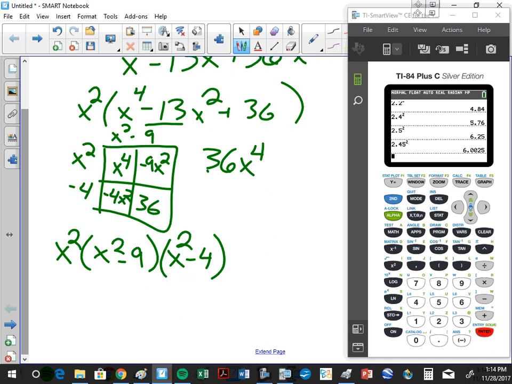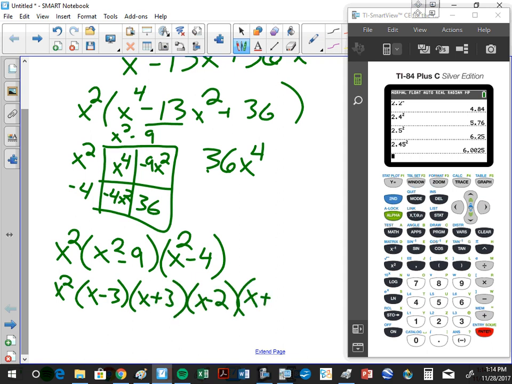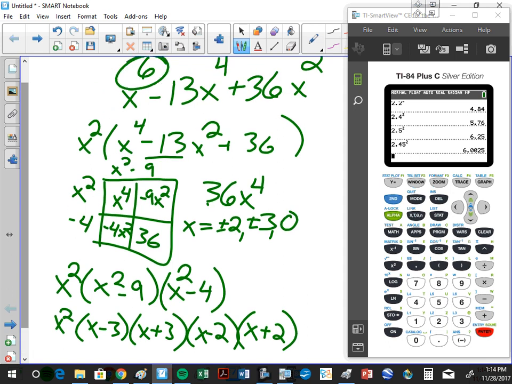Do either of those go any further? X squared times x minus 3, x plus 3, x minus 2, and x plus 2. So what are my roots? My roots are plus or minus 2, plus or minus 3, and 0. But wait a minute, I'm supposed to have 6 answers, and I only have 5.